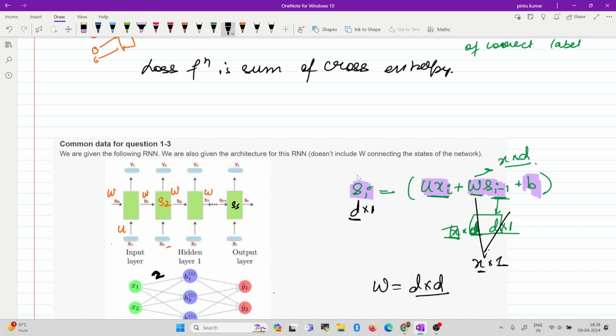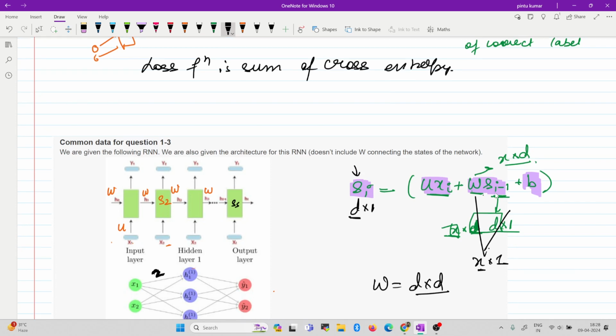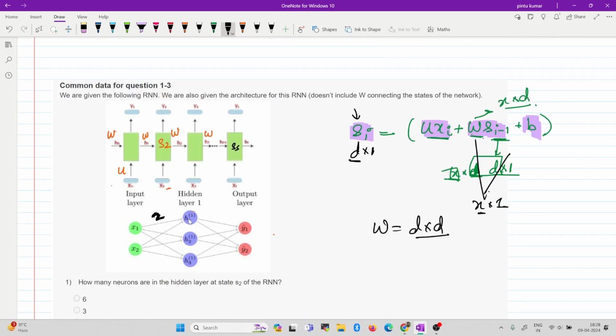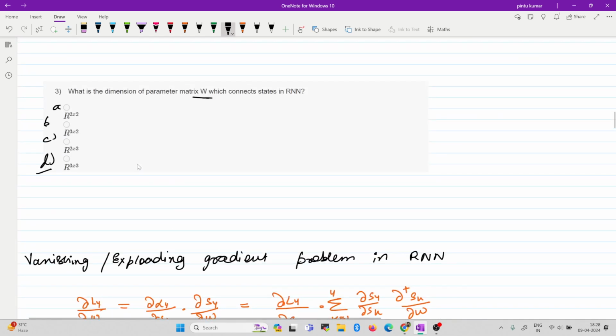Where D is the dimension of my hidden state, Si or Si minus 1. Now if you look at this example, what is the dimension of the hidden state? The dimension of the hidden state is 3. There are 3 neurons in the hidden state, right? So what should be the dimension of the parametric matrix W? The dimension should be R3 cross 3. Okay, I hope this example was clear.